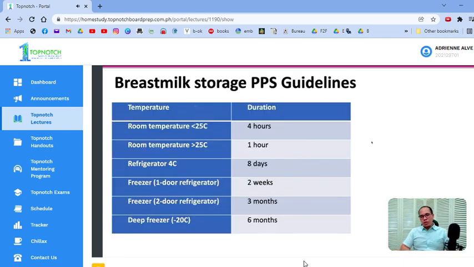Okay? Breast milk storage according to the PPS guidelines. Okay? Please do review this kung minsan tinatanong yan. Okay? There's also one international guidelines na pwedeng tanungin sa inyo. Please do research on La Leche League International, as in La Leche. La Leche League International. Yan yung mas widely accepted na international guidelines on the breast milk storage.